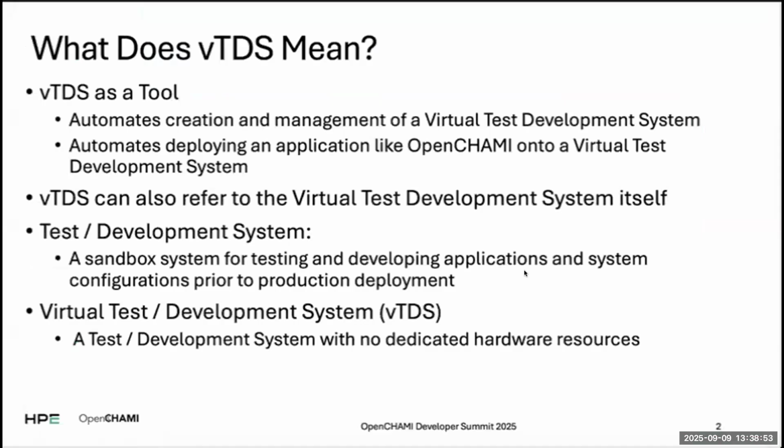So what does VTDS mean? It means two things, actually. It refers both to the virtual test development system itself, which is what the tool deploys. And mostly what I'm going to be talking about is VTDS as a tool for deploying virtual test development systems. And what that tool does is it automates creating and managing virtual test development systems and automates deploying an application like OpenShami onto a virtual test development system.